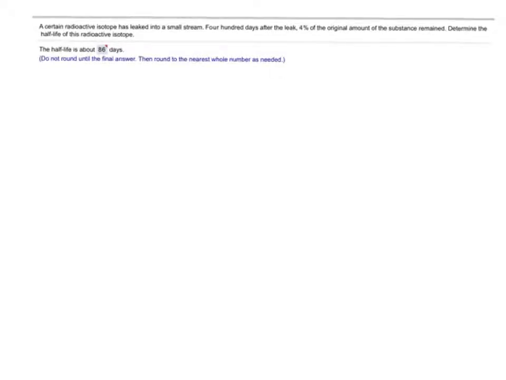So we have a radioactive isotope that is going to decay. So we want to use our formula for exponential growth and decay. And that looks like our amount is going to equal the original amount, or the initial amount, a sub 0, with e to the kt, where k is our rate and t is our time. So k is our rate of decay.